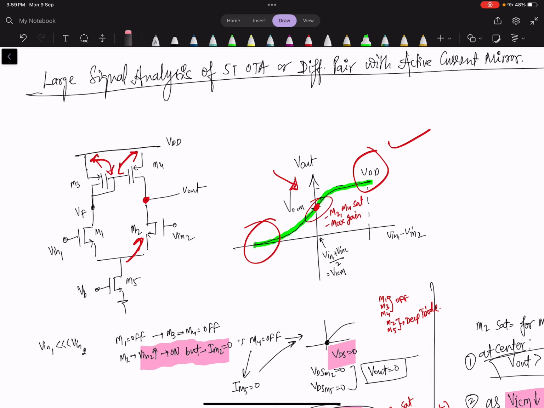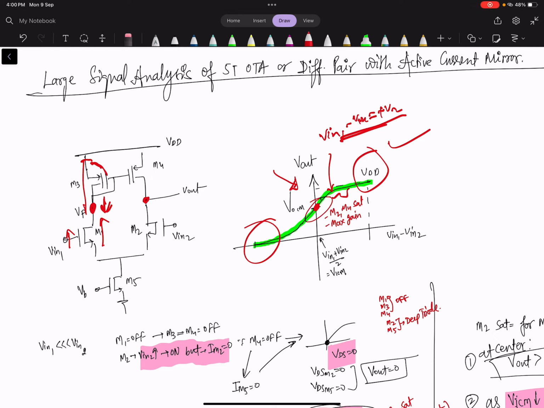So what will happen in that case? So what does it mean? Let's chase the reason for this one. When Vin1 minus Vin2 is positive, in that case what will happen? Simply this current, since this voltage is increased, the current will increase, and this voltage will go down. Okay, why will this voltage go down? Because this VGS has to go up for current to increase in this branch. So that is why this voltage will go down.